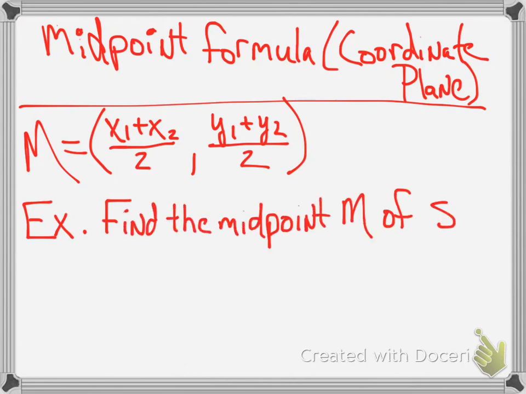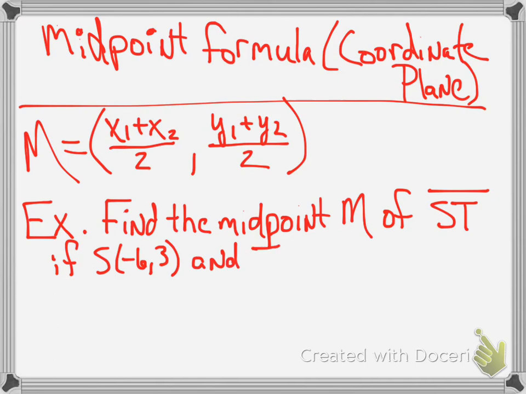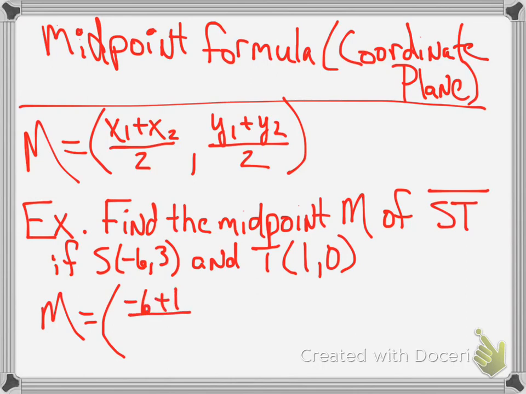So let's see. So here's the midpoint. There's 2 points right here. So what do I do? Well, all you got to do there is basically just add the x's, which is negative 6 and 1, and divide it by 2. Add the y's, which is 3 and 0, and divide by 2.